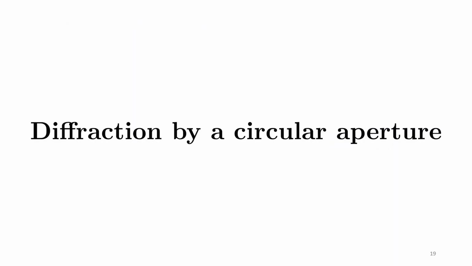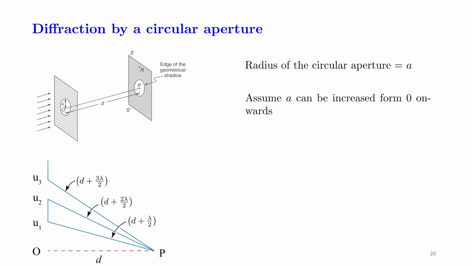We have understood the concept of Fresnel half-period zone. Now, with the help of Fresnel half-period zone, we'll try to understand the diffraction produced by a circular aperture. Consider the first figure. The setup consists of a circular aperture having radius a. A plane wavefront is incident onto this aperture, and its effect on the aperture can be seen on a screen which is placed at a distance d from the aperture.